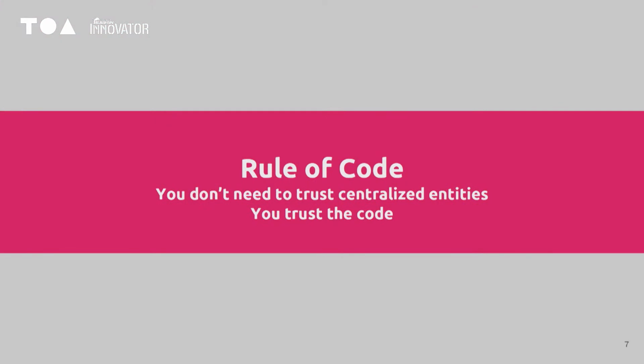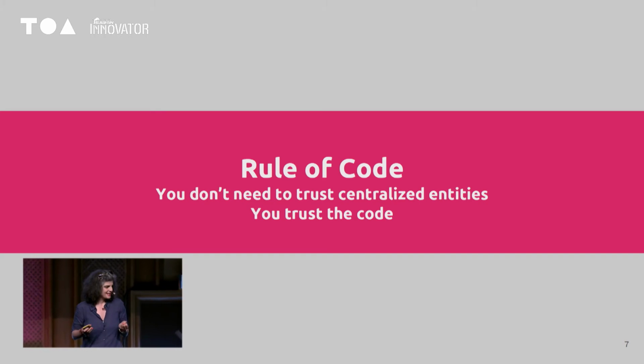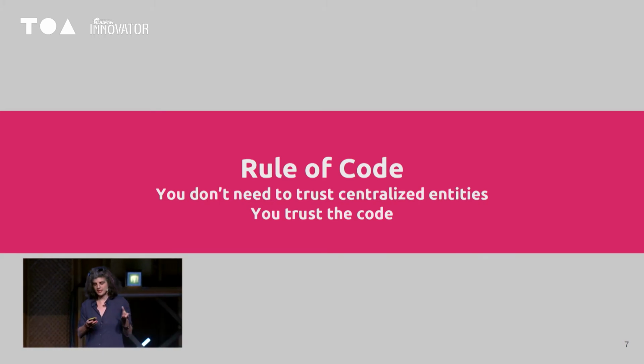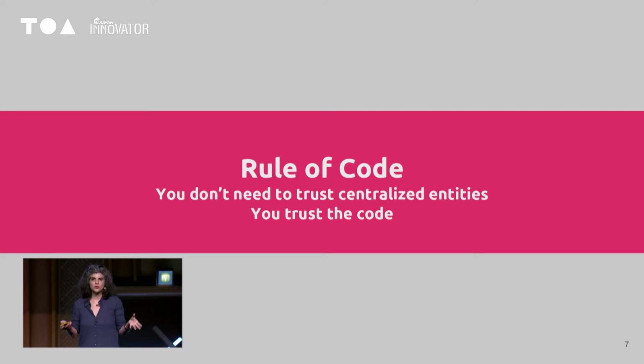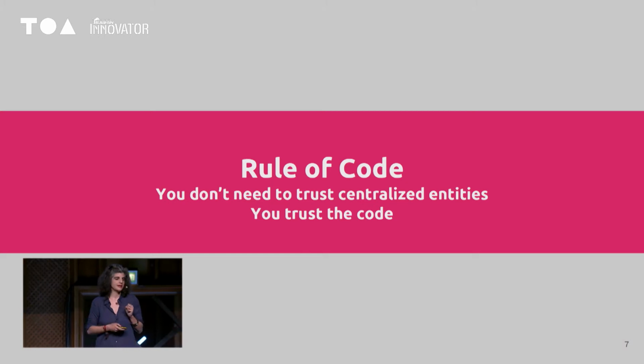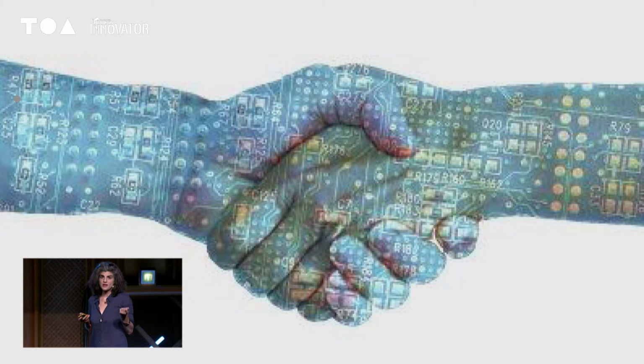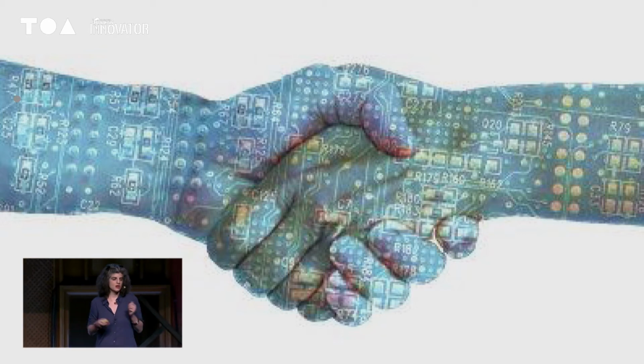Now, this rule of code is quite amazing because it allows us to move away from trusting entities, and we only have to trust the code. The code is open source, and the computers automatically enforce it. And the killer application here is the smart contract, which is automatically enforced.